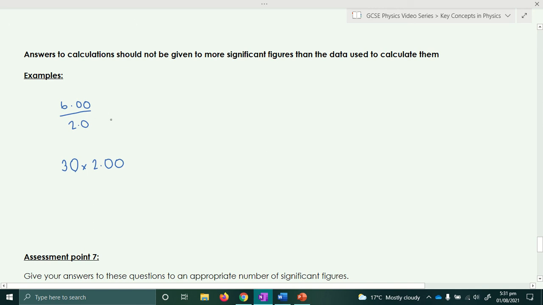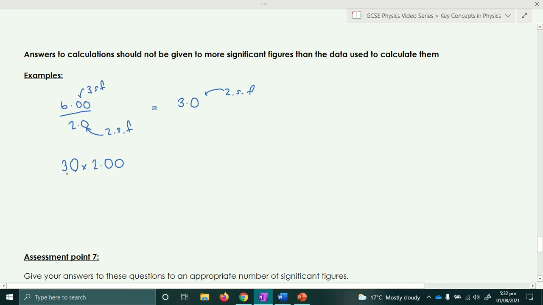So if we look at this calculation here, this is a 3 significant figure number. This is a 2 significant figure number. So if we type that into our calculator, that's probably just going to come out as 3 on your calculator, but what we should actually be writing is 3.0. So I'm giving the answer as a 2 significant figure number because we are limited by this 2 significant figure number we are using in the calculation there. So the fact that this is 3 is not important here. We can't give more than this piece of data here.